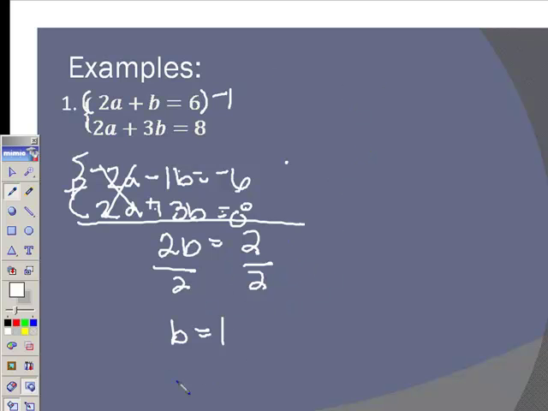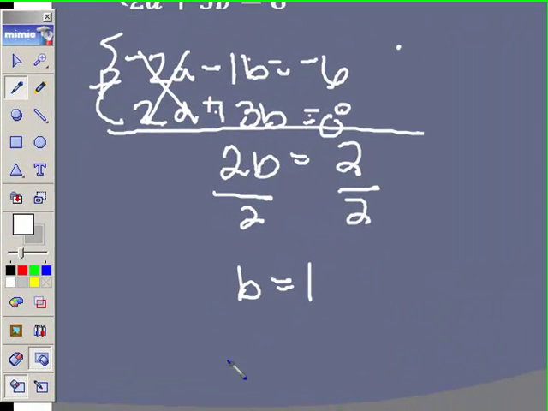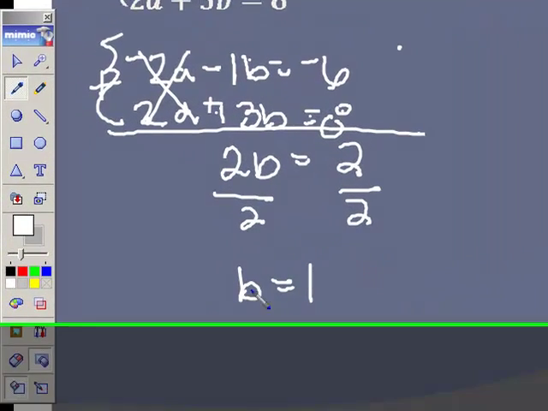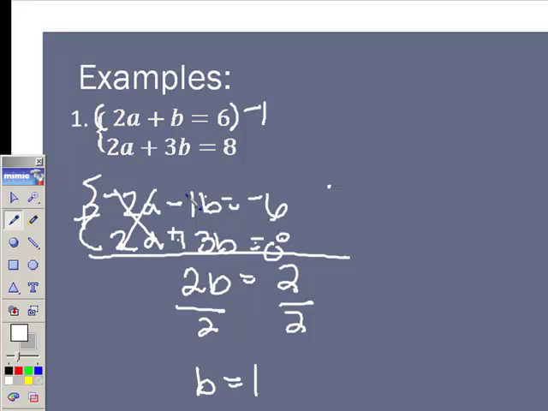So now that we know what b is, what do we need to do? Plug it back in so we can find a, right? Does it matter which equation I choose? No. Which one do you want? The very first one. That's probably the one I would choose. The 2a plus b equals 6.